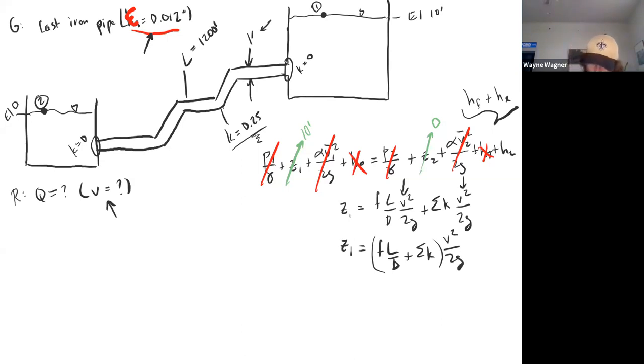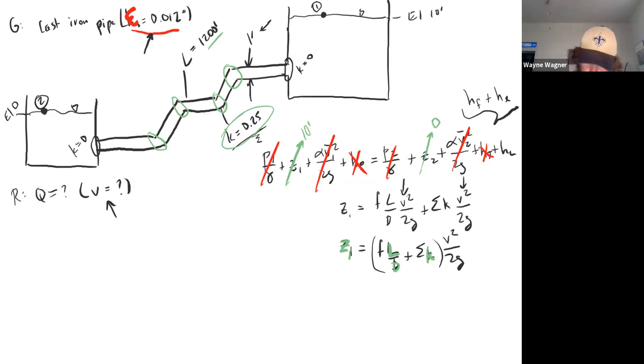Okay, now I'm just going to go over that and show you what we know. We know Z1. We know L, the total length, is 1,200 feet. We know D is 1 foot. We know the sum of K's, because basically we're going to ask how many of these little bends we have. I know one of them is 0.25. We've got 1, 2, 3, 4 of them. So the sum of K's in this case is 0.25 plus 0.25 plus 0.25 plus 0.25.